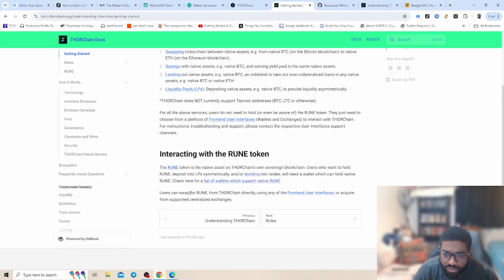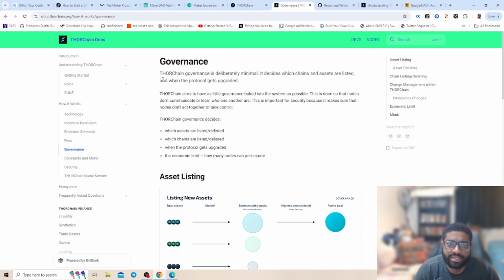You can swap Rune for Thorchain directly. So let's actually just look into this. Thorchain governance is deliberately minimal. It decides which chains the assets are listed on and when the protocol gets upgraded. Thorchain aims to have as little governance baked into the system as possible.